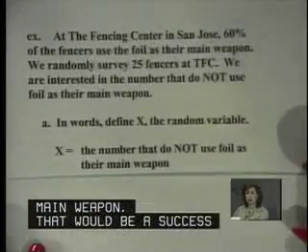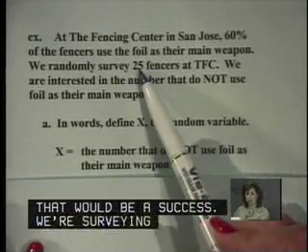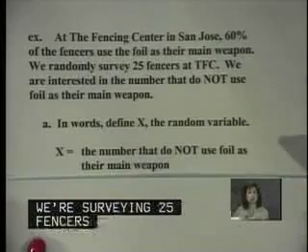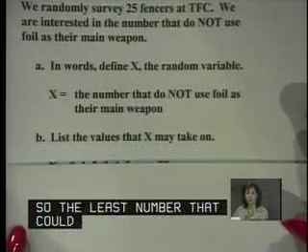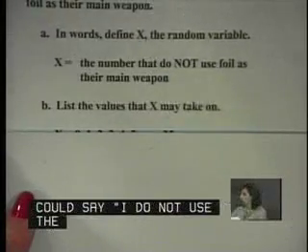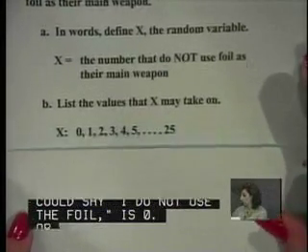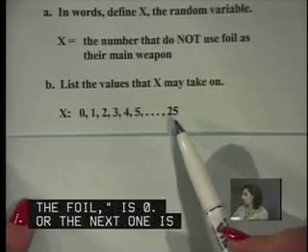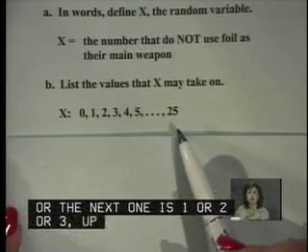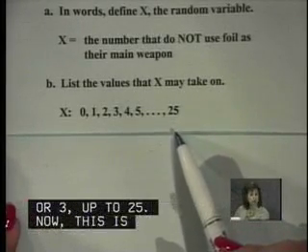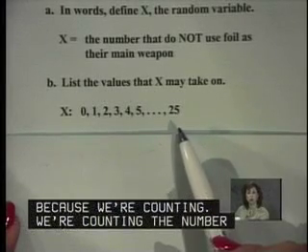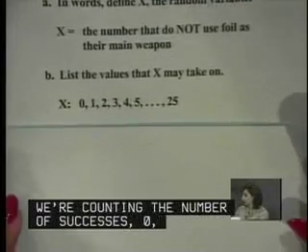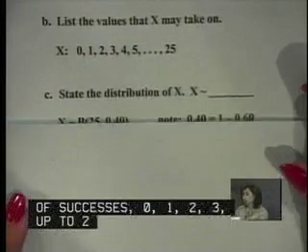We're surveying 25 fencers. So the least number that could say, I do not use the foil, is 0. Or the next one is 1 or 2 or 3 up to 25. Now this is discrete because we're counting. We're counting the number of successes, 0, 1, 2, 3, up to 25. The distribution for x now.